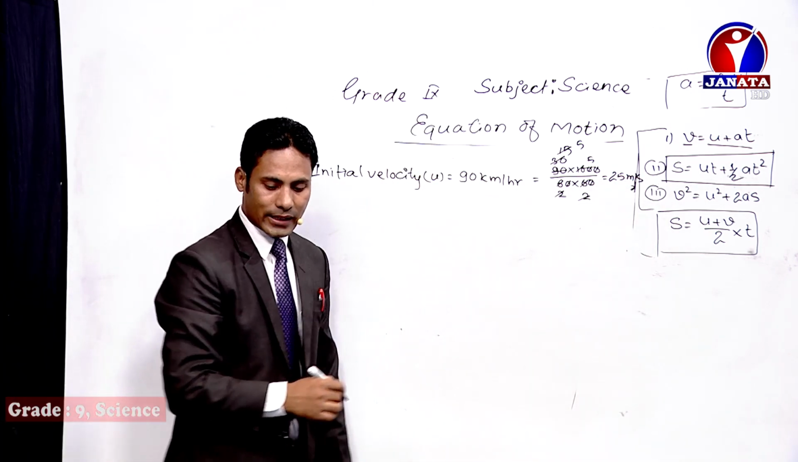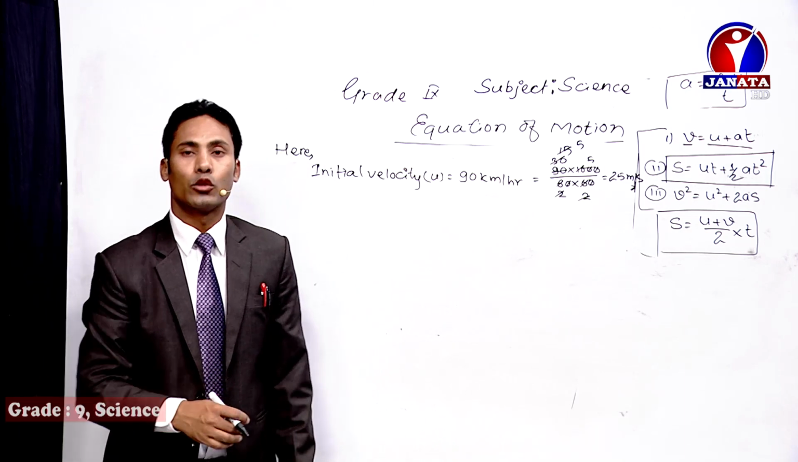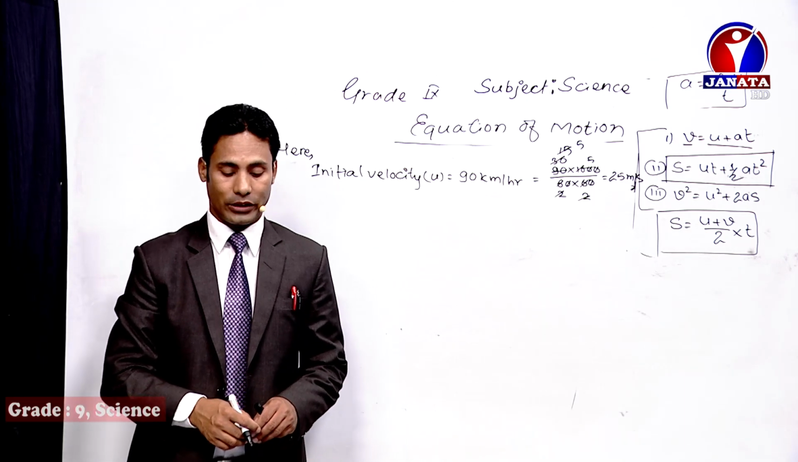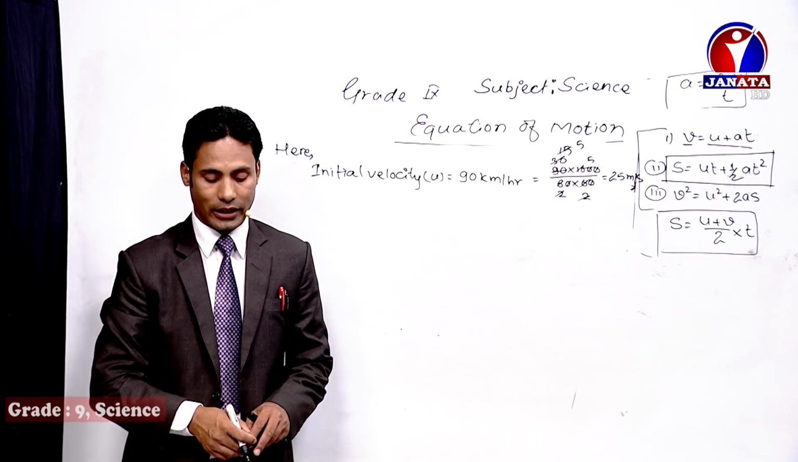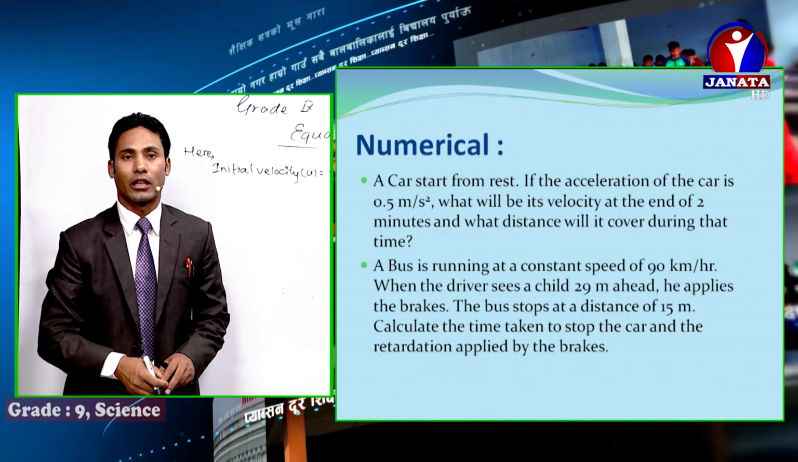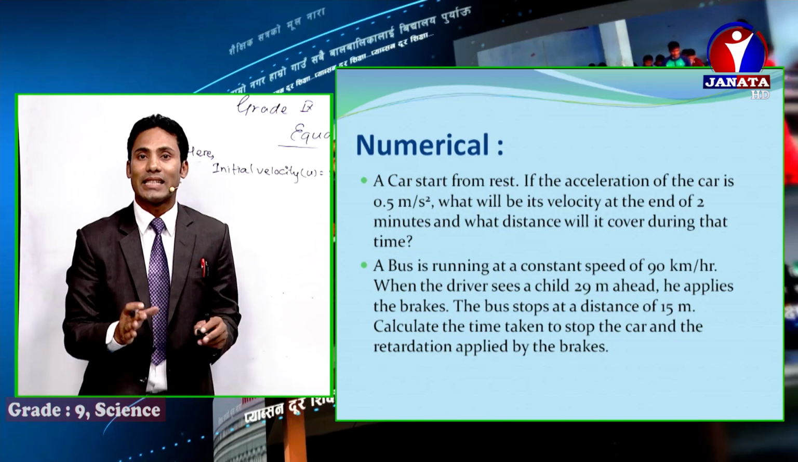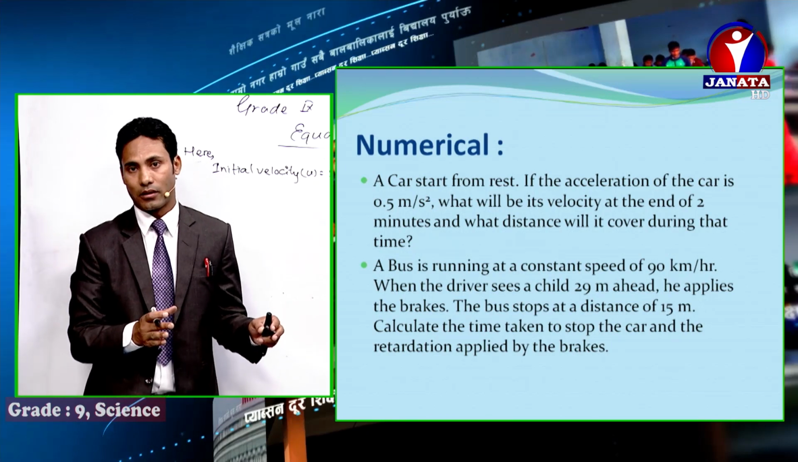And it is given when the driver sees a child 29 meter ahead. So this distance is not a useful one. Remember this, okay? This distance may create confusion for you. That's why this is not required for us, okay?